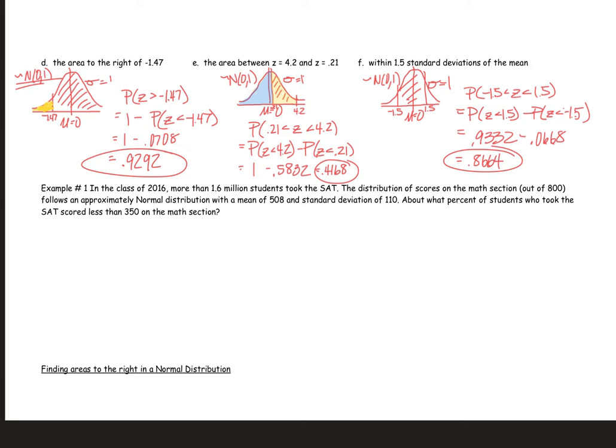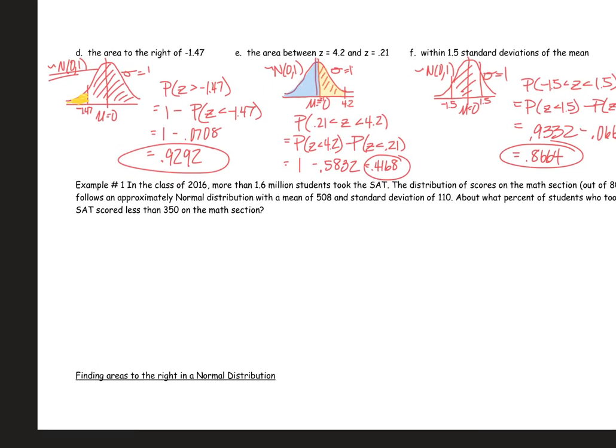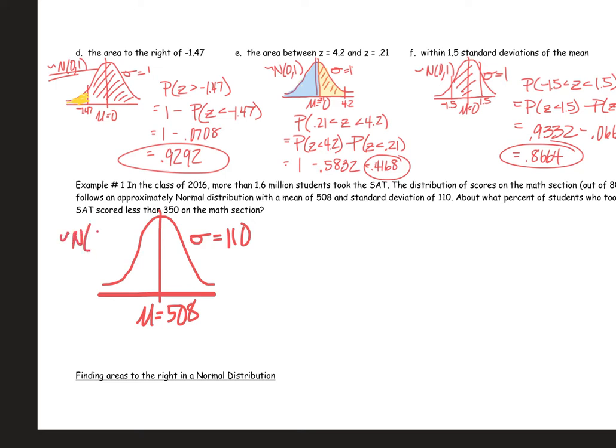So in the class of 2016, more than 1.6 million students took the SAT. The distribution of scores on the math section, which was out of 800, follows an approximately normal distribution with a mean, so we'll get our table down here. That x-axis will just have to stay that way for a moment. A mean of 508 and a standard deviation of 110. And so we'll put that this is an approximately normal one, again, listing the mean and the standard deviation.